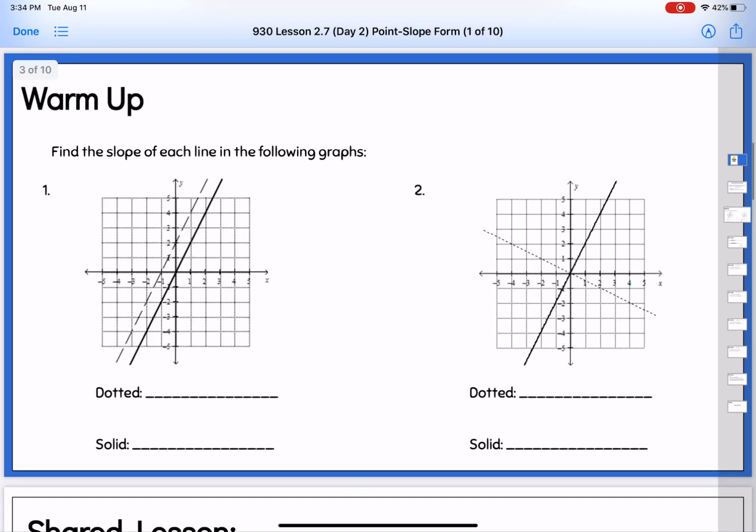So warm up here is just finding some slopes. On each graph, there is a dotted line and a solid line. And so you need to find the slope of the dotted line and find the slope of the solid line on each of those two graphs. 4 slopes to find total. And hopefully this shouldn't be too big of a deal because you have been finding slope from a graph for a long time now. So if you haven't taken a shot at this warm up yet, go ahead and pause the video and do that.